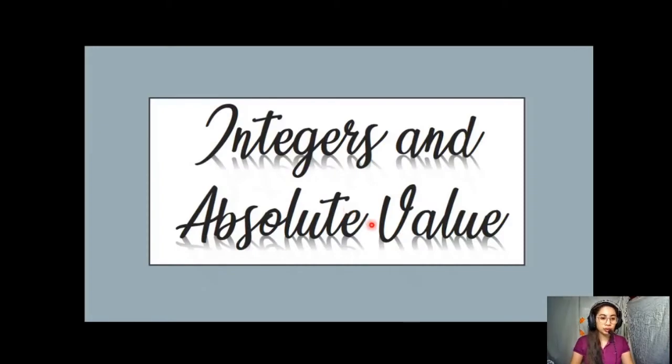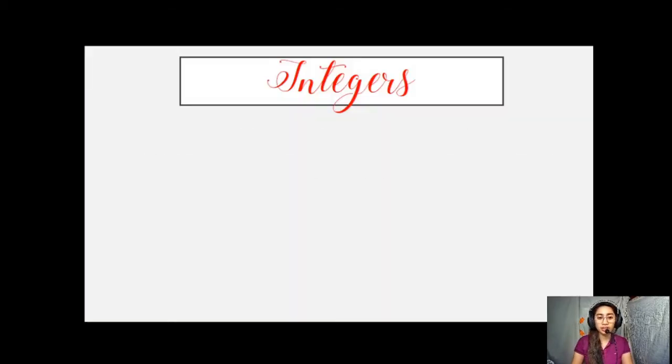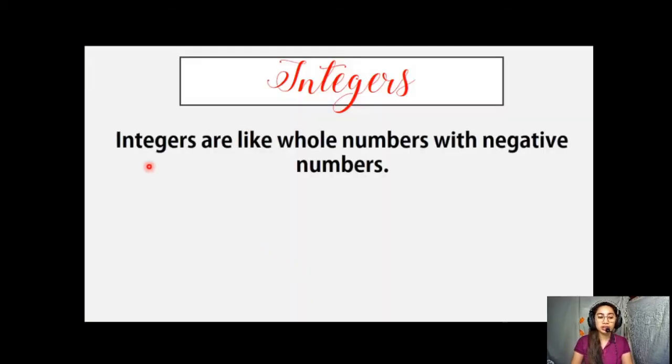For this video, we were going to study about the integers and absolute value. But first, we need to identify what are integers. When we say integers, they are like whole numbers with negative numbers. So pag sinabi nating whole numbers, walang decimal, walang fraction, na may kasamang negative numbers.